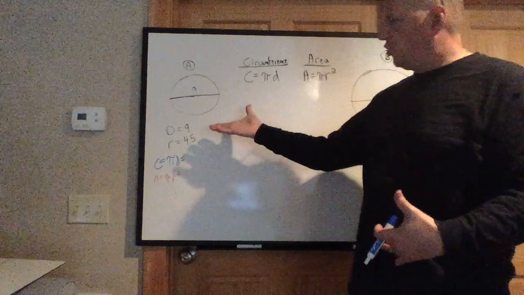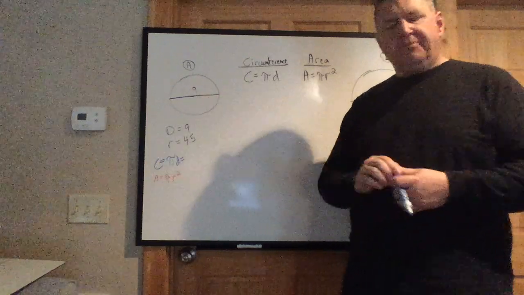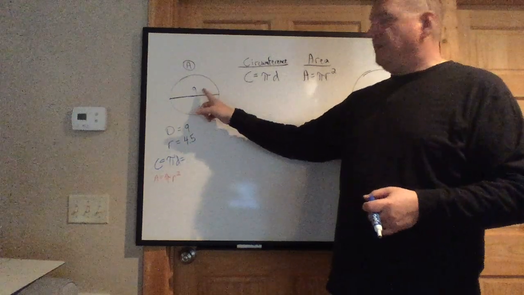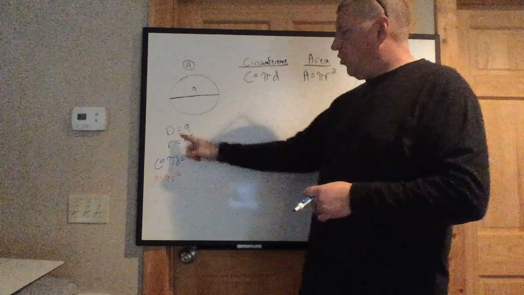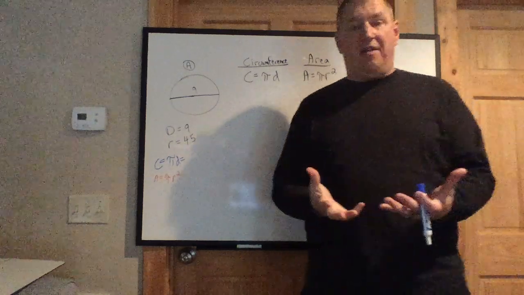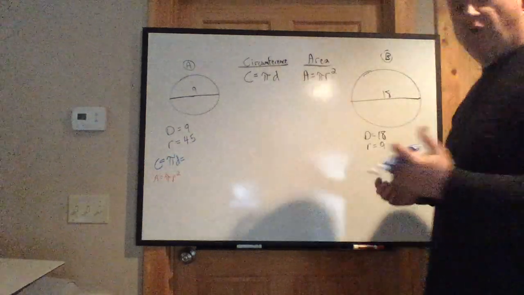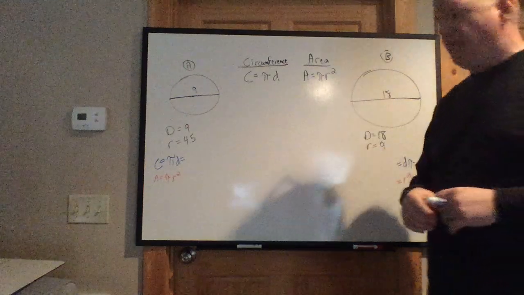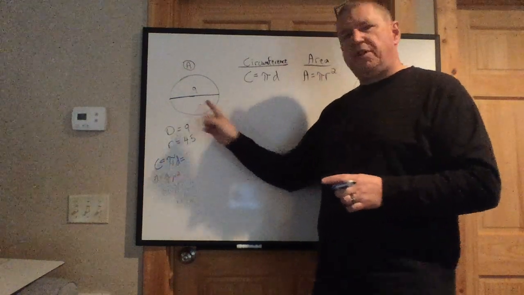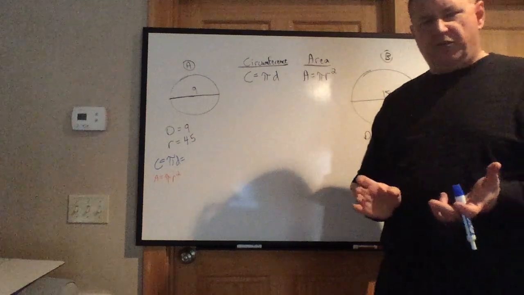So as we look at circle number one over here, or letter A, it has a diameter that is marked and is 9 units long. So our diameter is 9, therefore our radius is 4.5, which is half of 9, all right? And we're going to use a second circle over here, and we'll talk about that in a few moments, all right? So let's find the circumference and the area of this particular circle with that particular dimension.